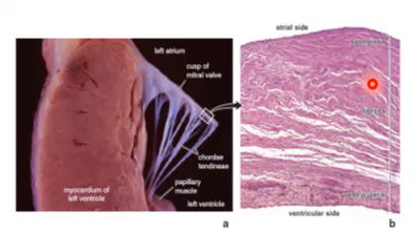The fibrosa forms the core of the valve. The cusp of the valve is composed of a fibrosa, which is a fibrous extension, and it's a dense irregular connective tissue, and it's a direct extension of the skeletal rings which surround the valves of the heart and the four valves of the heart.